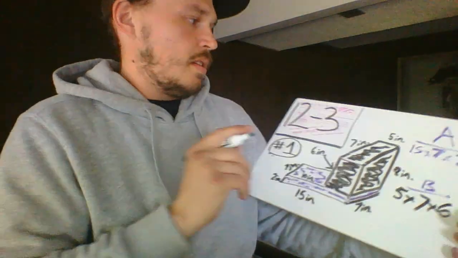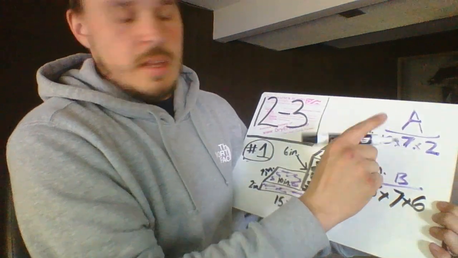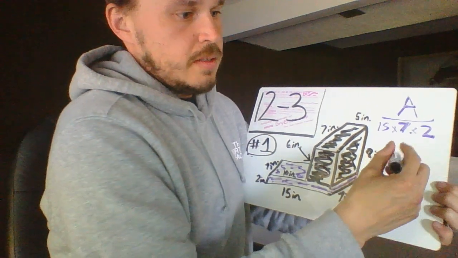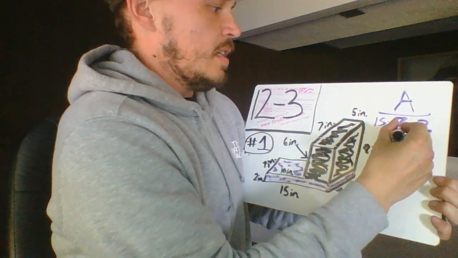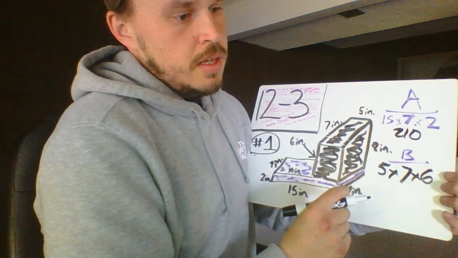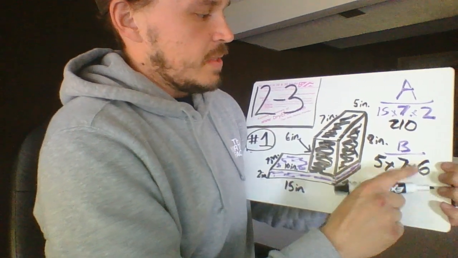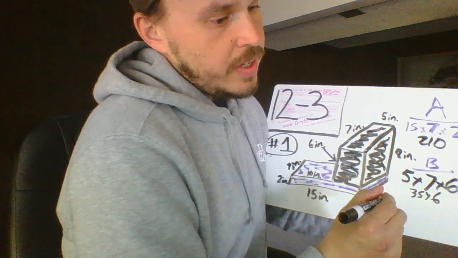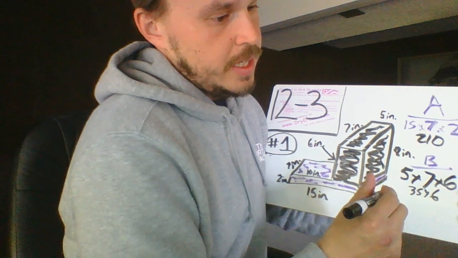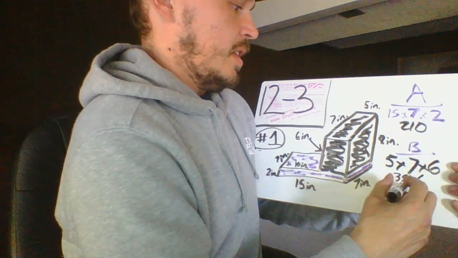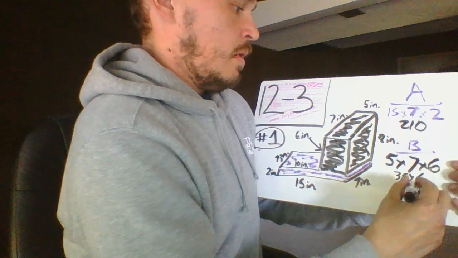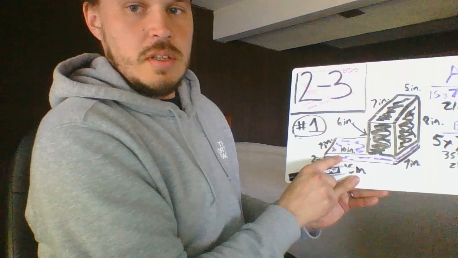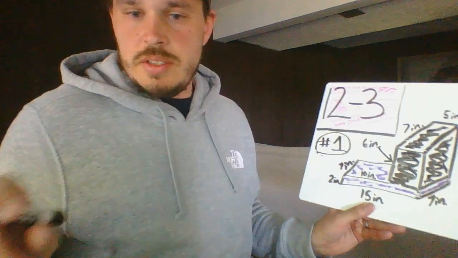So what I'll do next, I'll multiply these out. 15 times 7 times 2. To save a little bit of time, I did it ahead of time. It's going to be 210. And then 5 times 7 times 6, you do 35 times 6. 35 times 6 is going to be 210 again. Okay, so 210 inches cubed, 210 cubic inches.